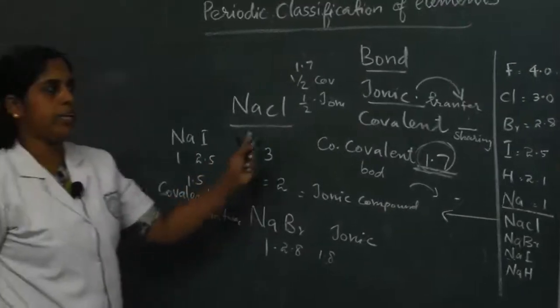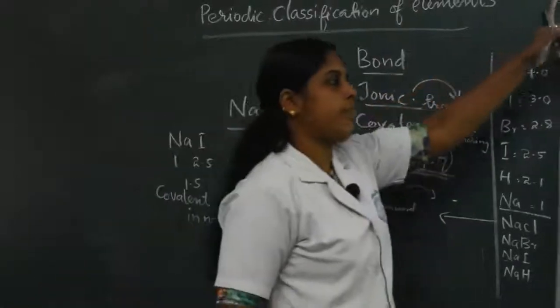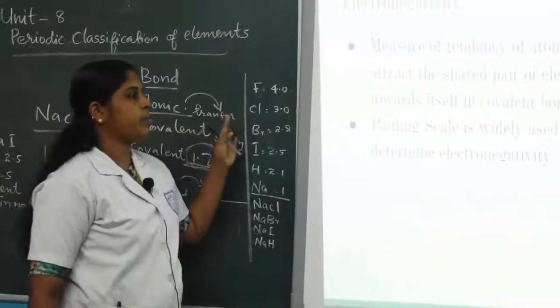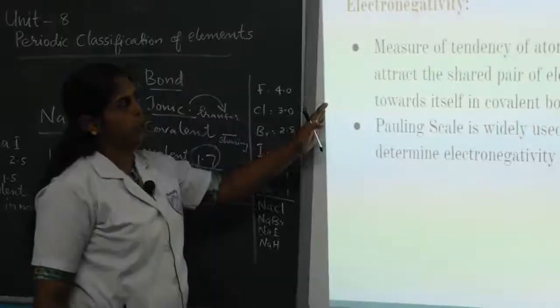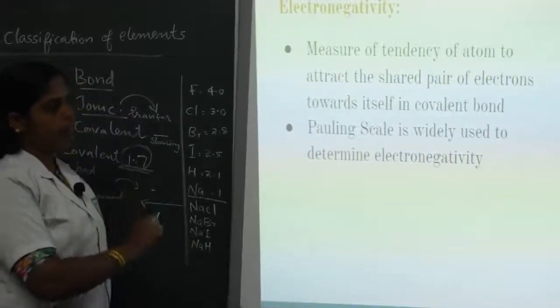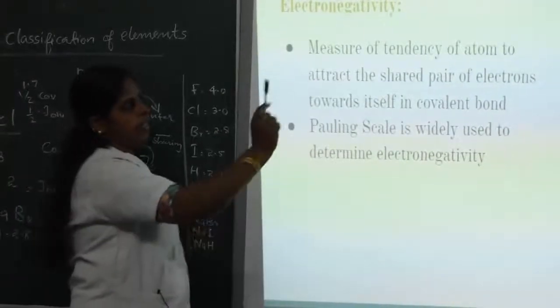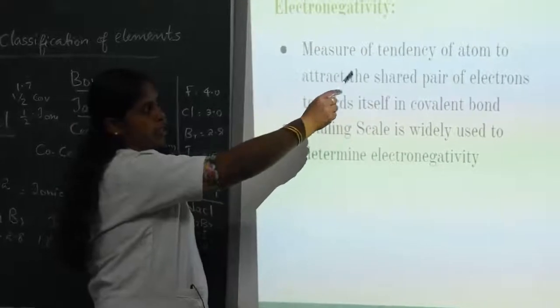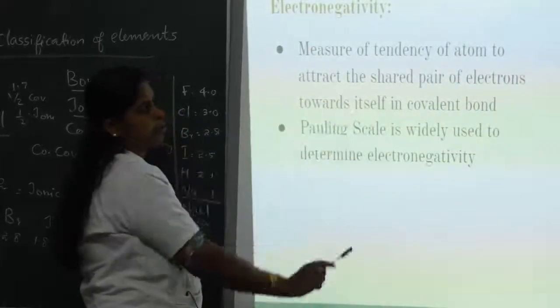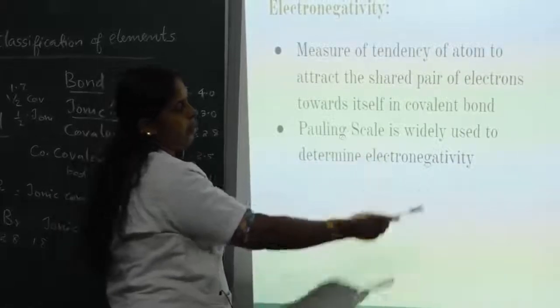Understand, by using electronegativity we can calculate if the bond is covalent or ionic. So electronegativity is used to find out whether the compound is covalent or ionic. What is electronegativity? It is the measure of the tendency of an atom to attract the shared pair of electrons towards itself in a covalent bond.